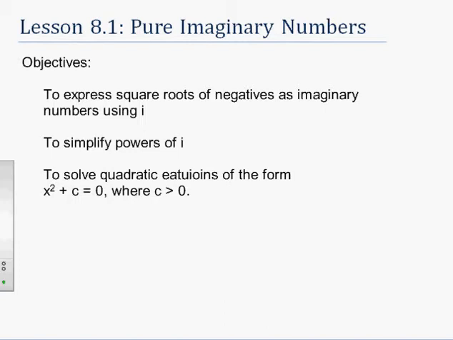Our objectives today: we're going to express square roots of negatives as imaginary numbers. We're going to take a look at that and why we need that. Simplify powers of i, which is the imaginary number, so we'll obviously be talking about that. And then solve quadratic equations of the form x squared plus c equals 0, where c is greater than 0. I've got a typo there. We've actually done it before if c is less than 0, but today we're going to be looking at if c is greater than 0, and that will make more sense to you as we move along.